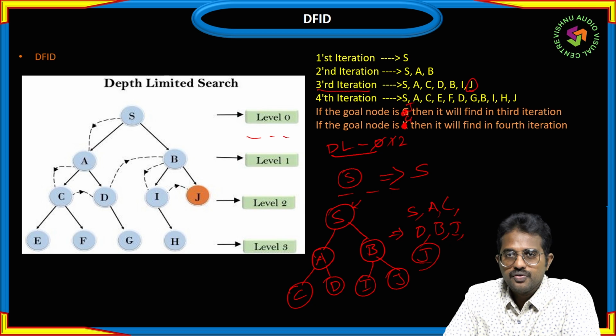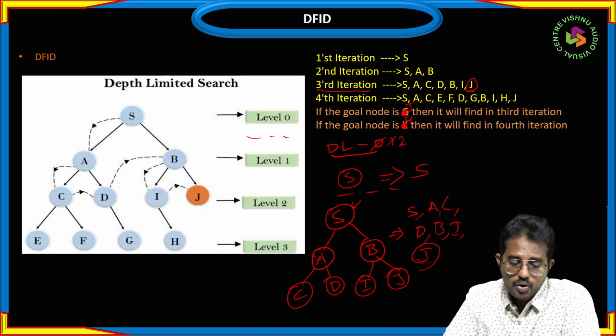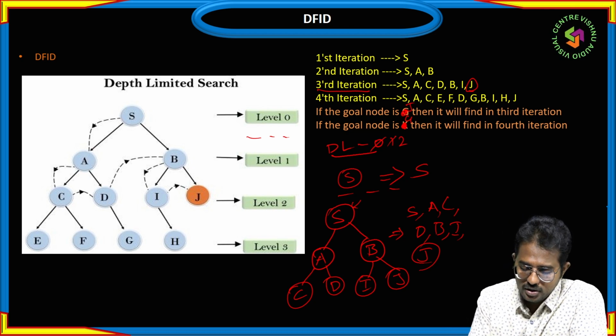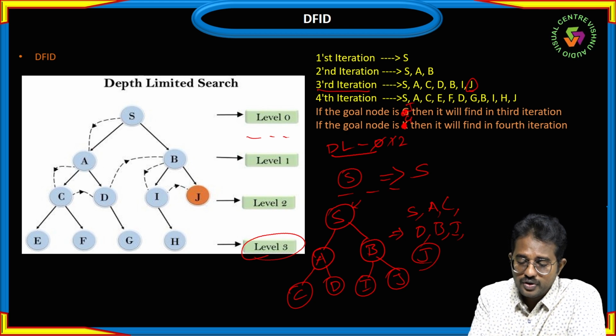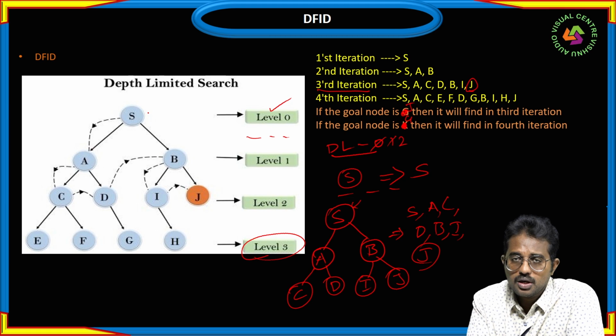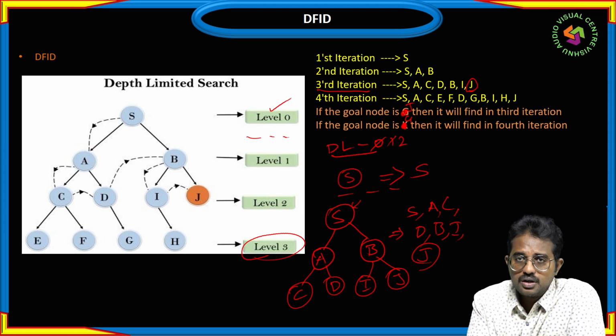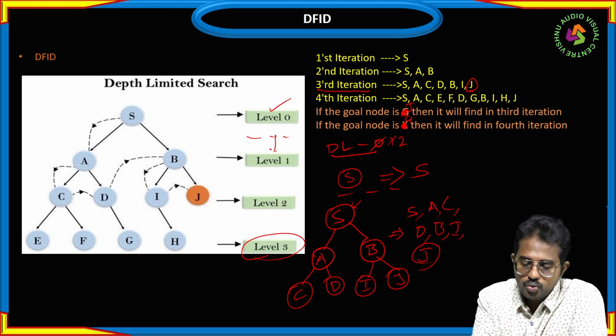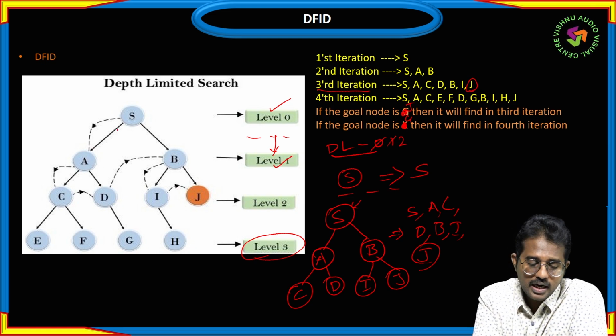So for the same graph, if I have taken G as a goal node, then this particular graph is going to return that goal node at the fourth iteration, that is, depth limit of 3. First I will start from depth limit 0, S will be checked. S is not a goal node. After S, I will increase the depth limit to 1. After increasing the depth limit to 1, again I am going to check S, A, D.